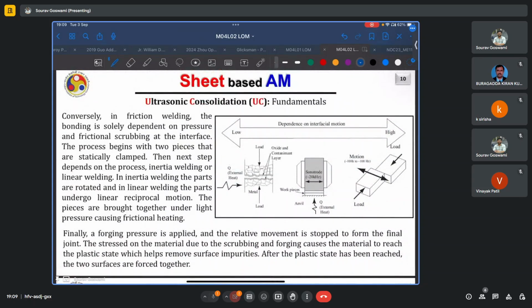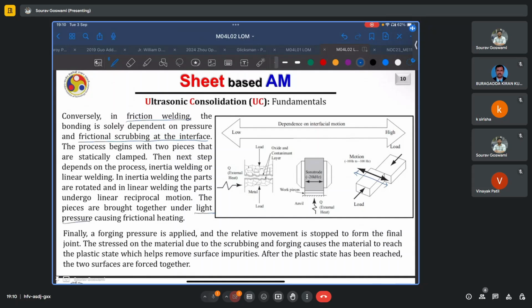On the other hand, in the process of friction welding, the bonding is solely dependent on the pressure and frictional scrubbing at the interface. So here you do have relative motion. The process begins with two pieces that are statically clamped. So no motion, first only normal loads. Then, depending on the process, you can have rotation in the case of inertia welding, or you can have this linear reciprocating motion as shown here in the case of linear welding.